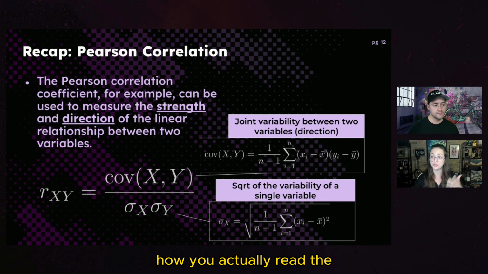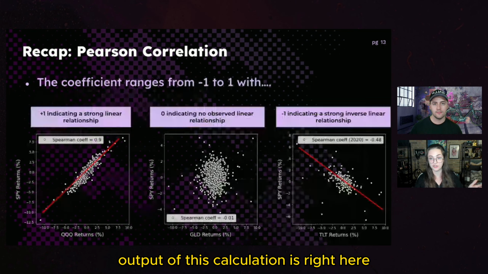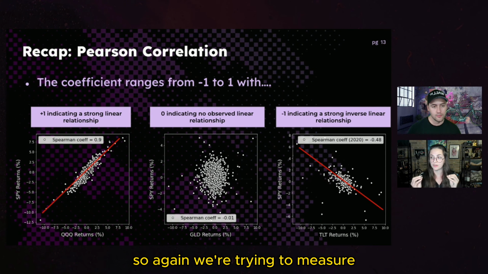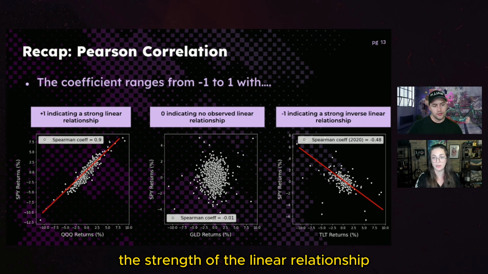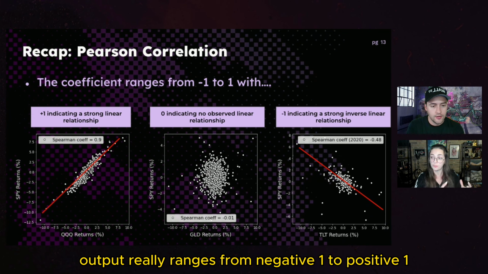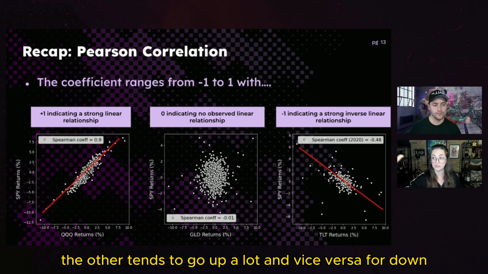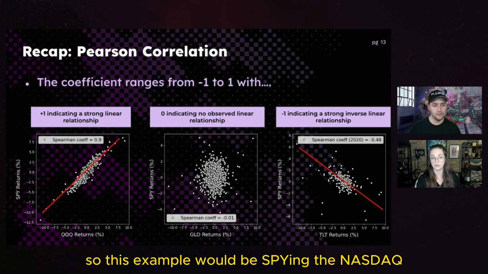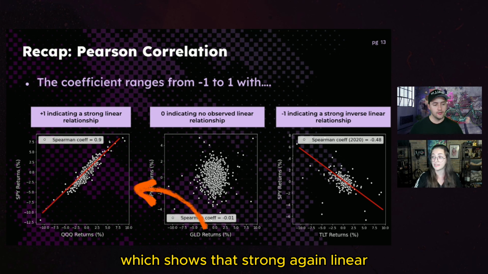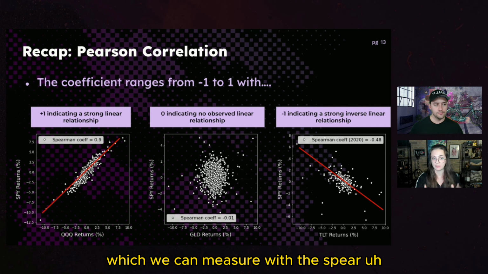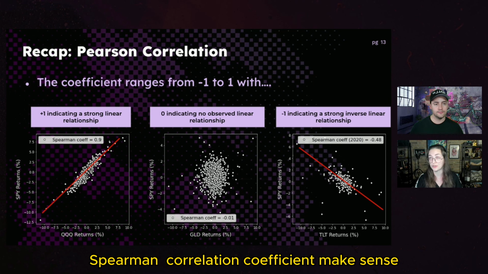But how you actually read the output of this calculation is right here. Again, we're trying to measure the strength of the linear relationship, and the value of that output ranges from -1 to +1. If we have a +1, that indicates a strong linear relationship. So when one goes up a lot, the other tends to go up a lot, and vice versa for down. This example would be SPY and the NASDAQ, which shows that strong, positive linear relationship, which we can measure with the Spearman correlation coefficient.